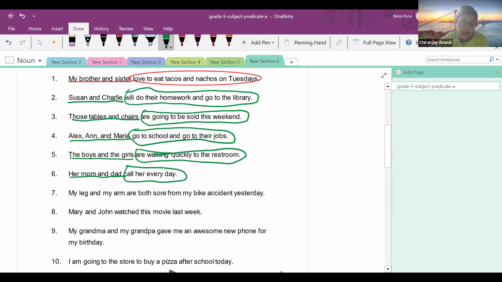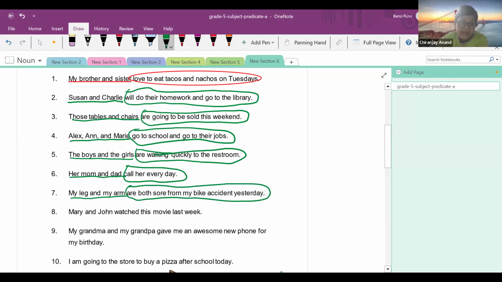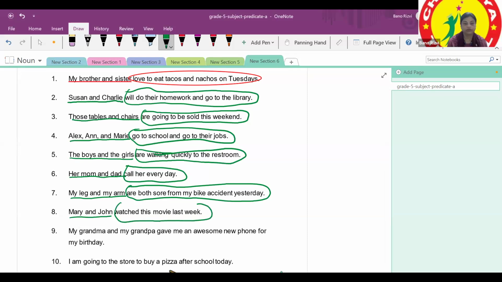My leg and my arm are both sore from my bike accident yesterday. Mary and John watched this movie. My grandma and my grandpa.